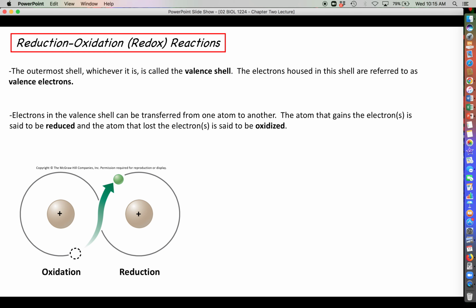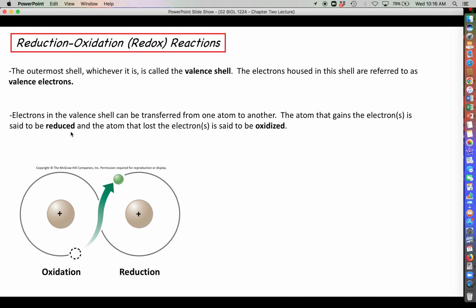Now, one thing that can happen is that electrons in the valence shell can be transferred from one atom to another. So if you get 2 atoms together and one atom has 1 valence electron that it doesn't really want, and the other atom has 7 valence electrons and it wants just 1 more, you can come up with a mutually beneficial arrangement for those 2 atoms where 1 valence electron is transferred from one atom to another. These are called reduction-oxidation, or redox, reactions when you deal with the complete transfer of electrons from one atom to another. The atom that gains the electron is said to be reduced.